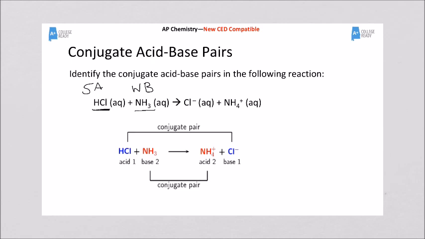As I look at the products, I see that HCl lost its H+ to become chloride, and ammonia gained that H+ to become the ammonium ion. So that's what tells me which is the acid and which is the base. And notice on this example at the bottom, they just left off the word conjugate. They say conjugate pair. If you're asked to label a pair, notice that you need to connect the two that go together. Okay, so HCl is an acid, Cl- is its conjugate base. Ammonia is a base, ammonium ion is its conjugate acid.